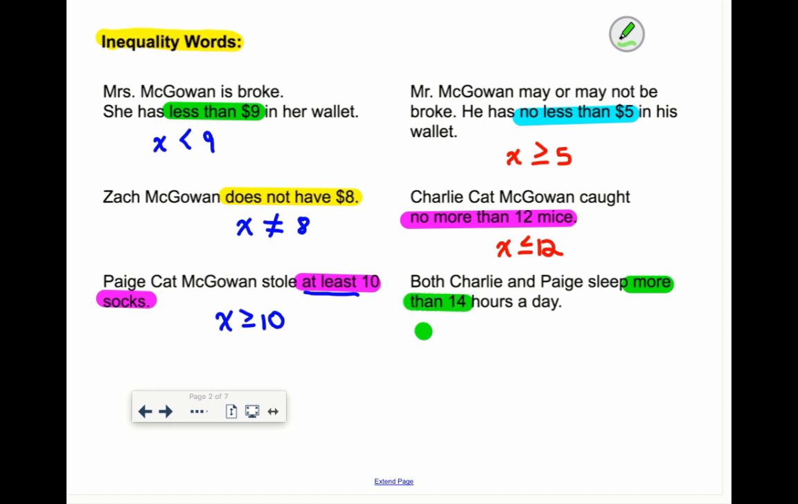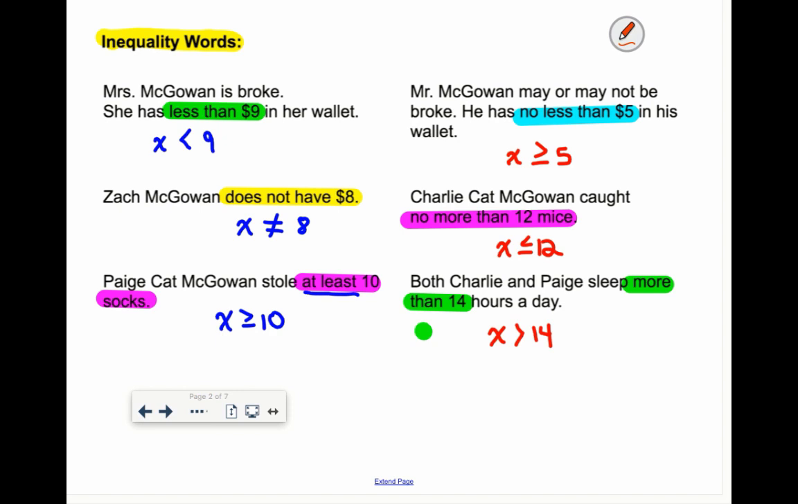So they might sleep 15, they might sleep 16, they might sleep 14 and a half, but they don't sleep 14 or less. "More than" does not include 14. So we're going to say x is greater than 14. Those are words that you need to be able to identify and associate with different inequality signs.